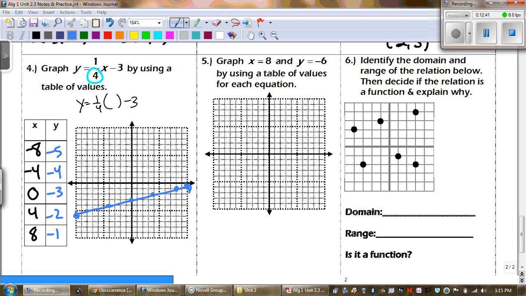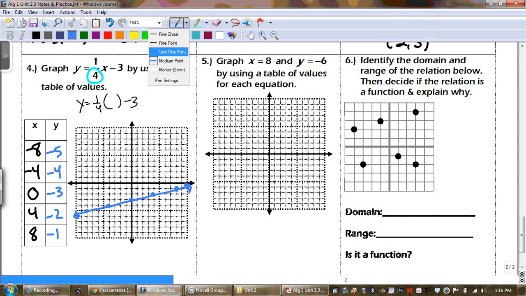Okay, there you go. Now remember, if yours doesn't make a nice straight line, you did something wrong. If you have a squiggly line, we're going to mark it wrong. If you don't have the arrow on it, we're marking it wrong. Okay? Right, number 5.